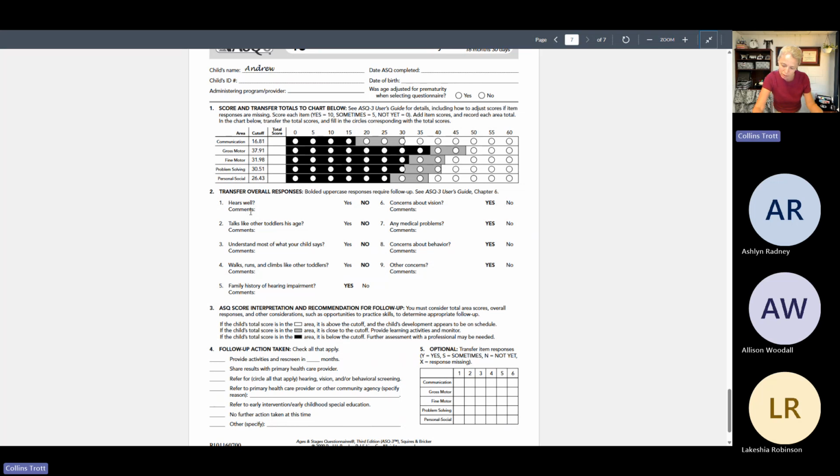Number 9, yes. What's interesting on this one is that the parent did check off yes to "Does anything else about your child worry you?" but then they didn't fill it in. So that might be something that you want to follow up with the parent regardless. All right, so we've transferred that information.